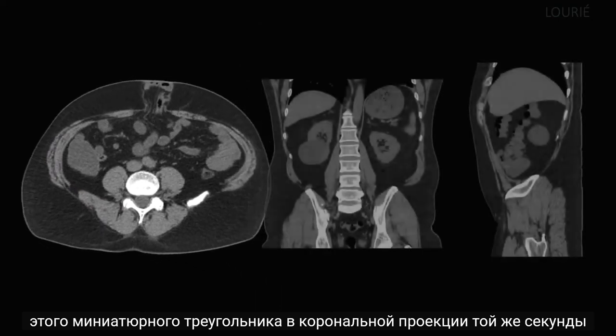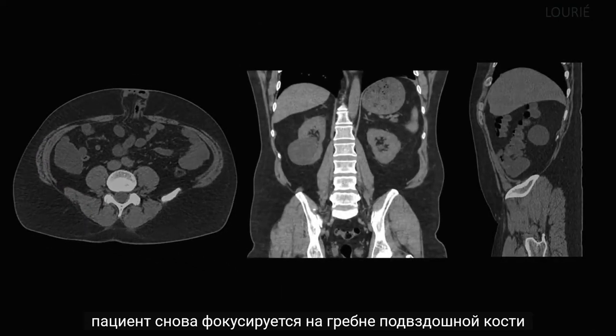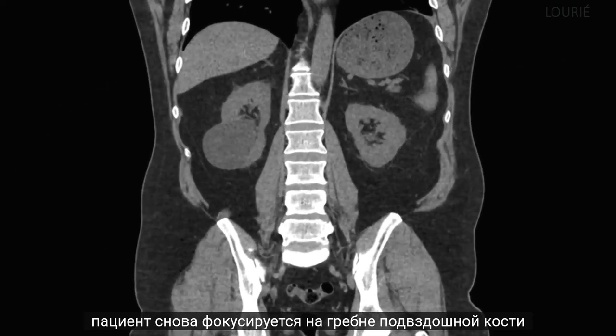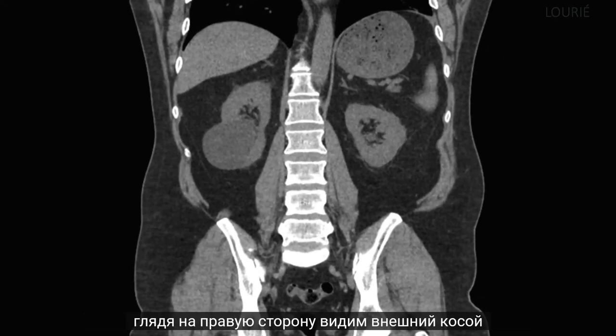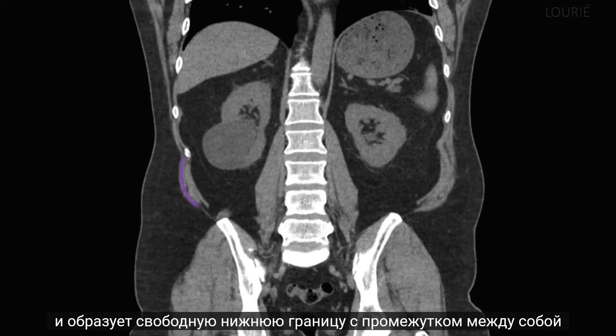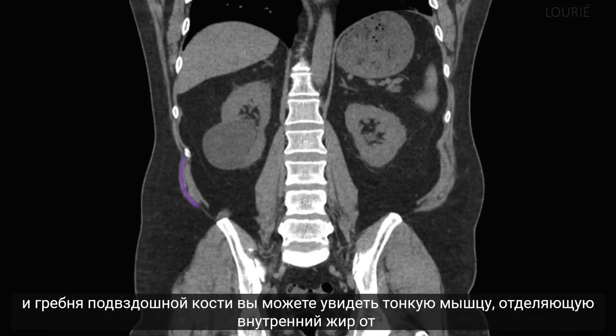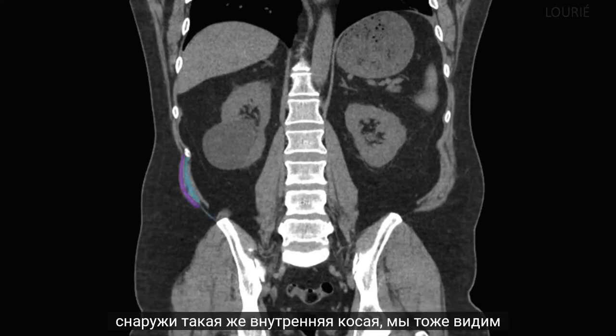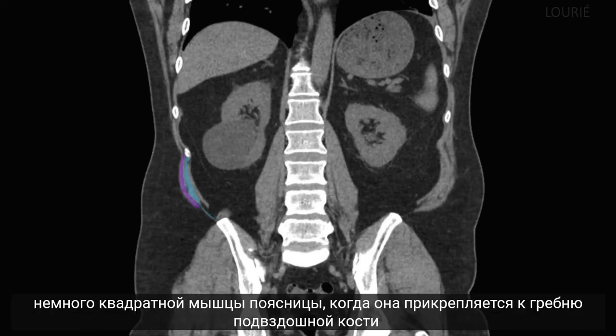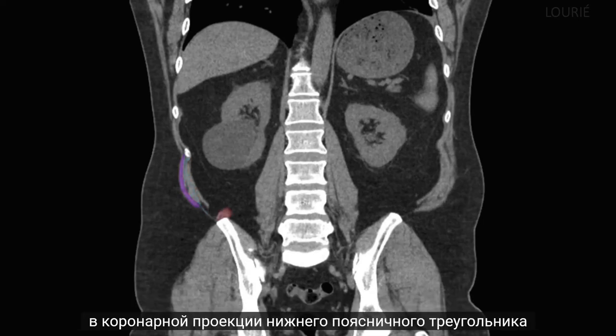In the coronal view of this same second patient, again focusing on the iliac crest, looking at the right side, we see the external oblique, and it forms a free inferior border with a gap between itself and the iliac crest. You can see the thin muscle separating the inside fat from the outside is the same internal oblique. We also see a little bit of the quadratus lumborum as it attaches to the iliac crest in a coronal view of the inferior lumbar triangle.